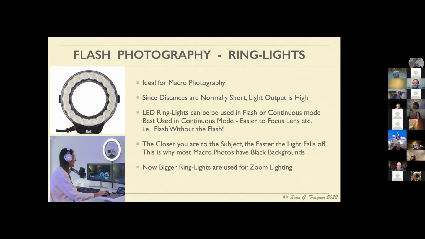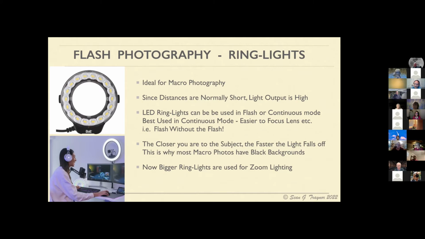You might be surprised to know that, in fact, it's best to use them in continuous mode, because in continuous mode, it's easier to focus on the subject and to see where the shadows fall, so-called modeling light. So with a ring light, you're using flash without the flash.